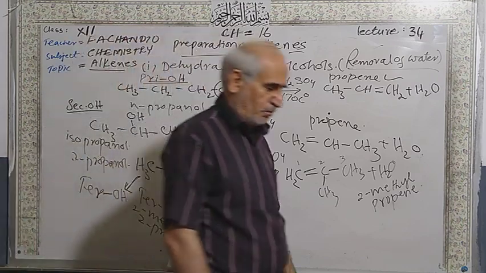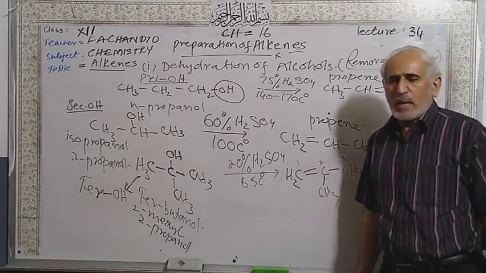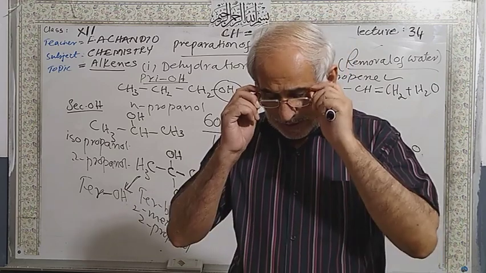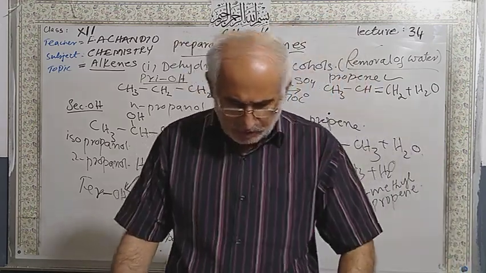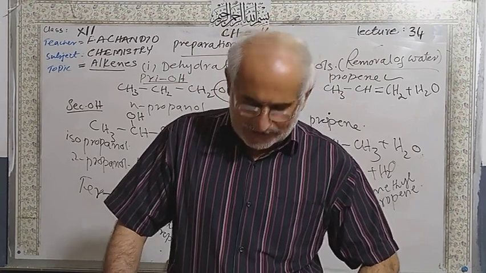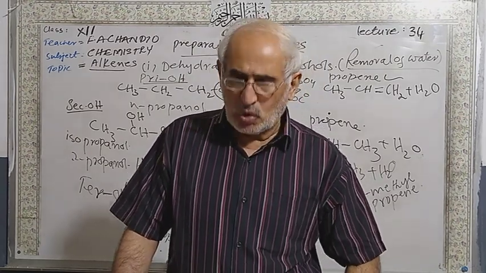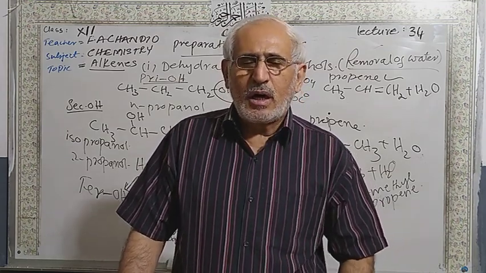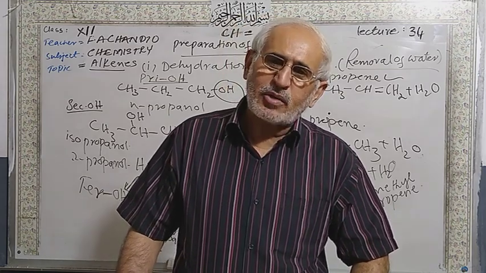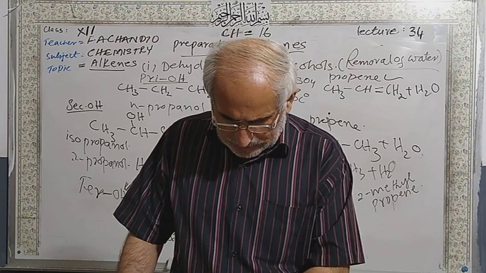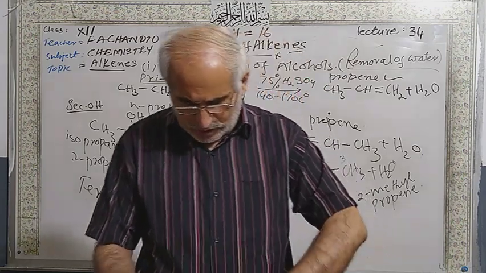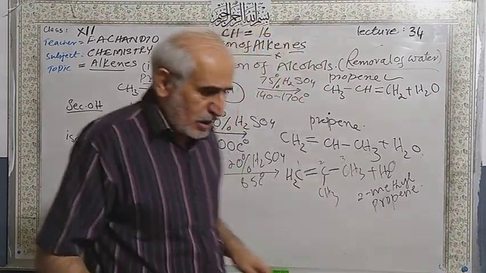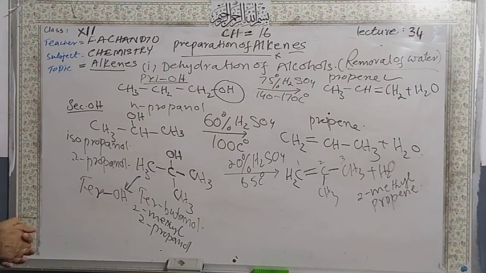So this is the dehydration of primary, secondary and tertiary alcohols to make alkenes. And I told you dehydrating agents: phosphorus pentoxide, aluminum oxide, sulfuric acid, phosphoric acid. They are going to be used as dehydrating agents, and ease of dehydration: tertiary alcohols can be easily dehydrated, then secondary alcohol, then primary alcohol. So this was the first method for the preparation of alkenes, called dehydration.